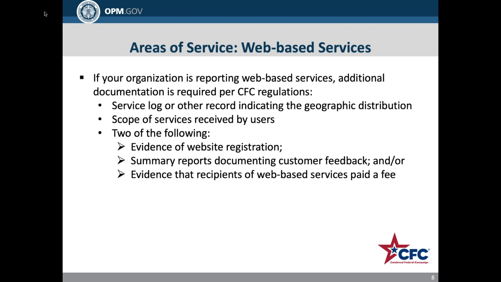Reports that reflect only the number of hits or visits to a website are not sufficient to establish the provision of real services. In addition, 2 of the 3 following types of information must be provided: evidence that recipients have registered for use of the website, summary reports that document a customer feedback mechanism, evidence that recipients of web-based services paid a fee. Organizations reporting web-based services will be contacted by OPM to submit the additional documentation.